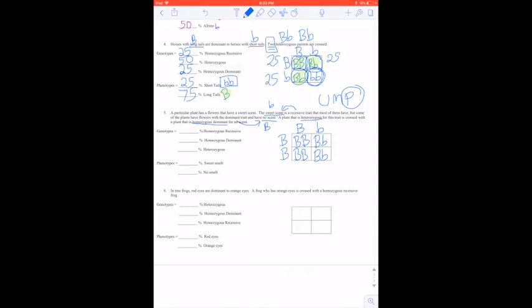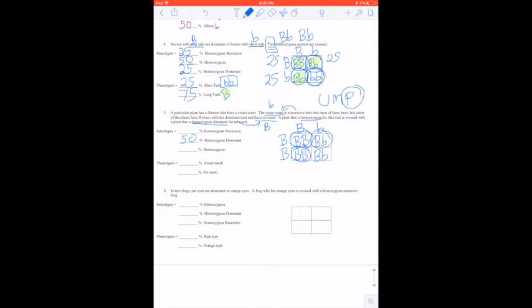So now if I look at the boxes, my first box has 2 capital letters. They are the same, so it's homozygous. They are capital, so it is dominant. Since I have 2 of those, I'm going to write 50% homozygous dominant.